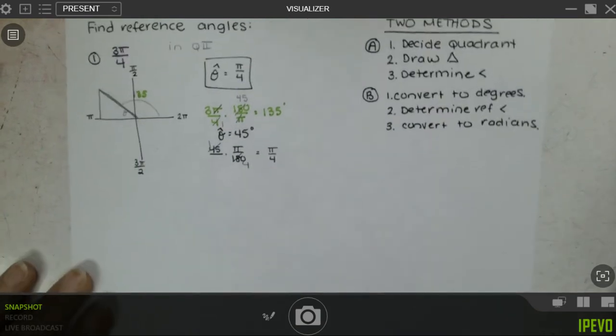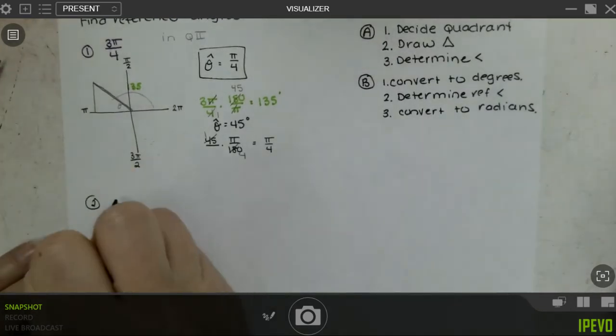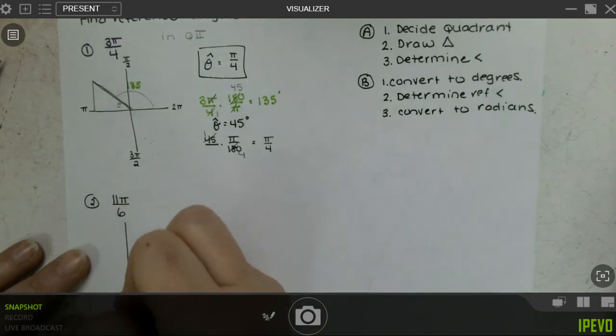All right, I'm going to do one more example for you of how to do this. Let's go with 11 pi over 6. So first we need to determine which quadrant. This is way A.